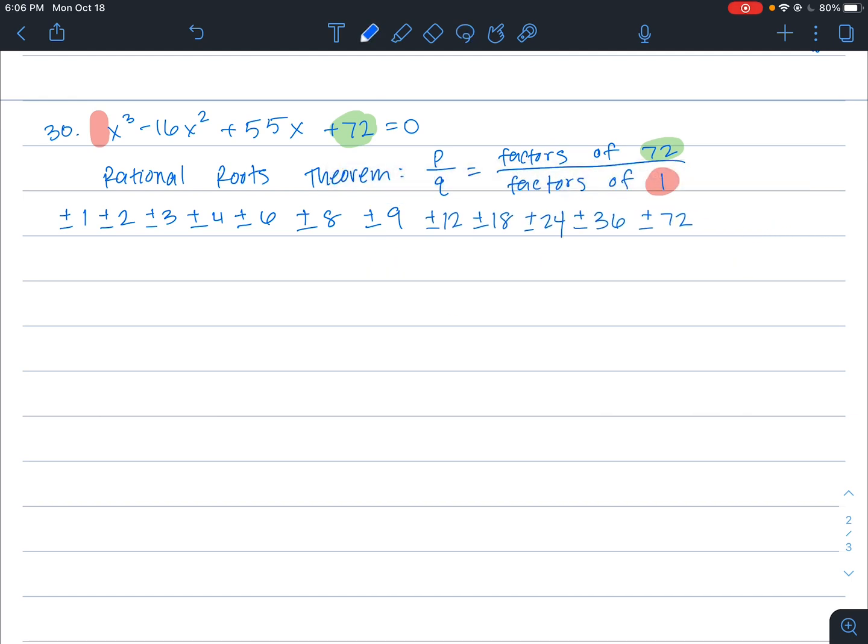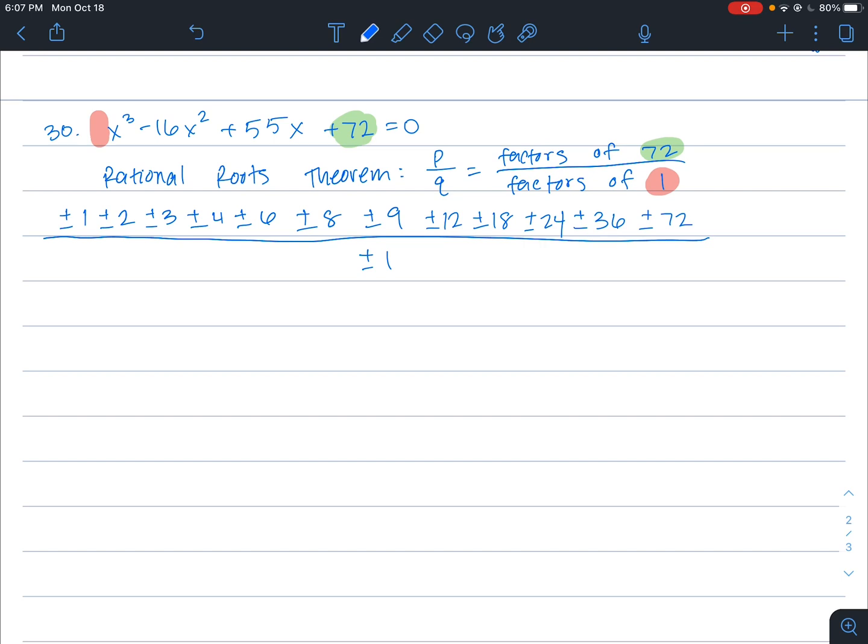Now, all of these are factors of 72, and we divide them by possible factors of 1, which are just positive and negative 1. So here's the concept behind the rational roots theorem: 1 over 1, which is 1, is a possible root of this polynomial. Negative 1 over positive 1, so negative 1, is also a possibility. 2 over 1 and 2 over negative 1, and so on and so forth. So there's a lot of possibilities here, and I don't expect you guys to go through and test them.